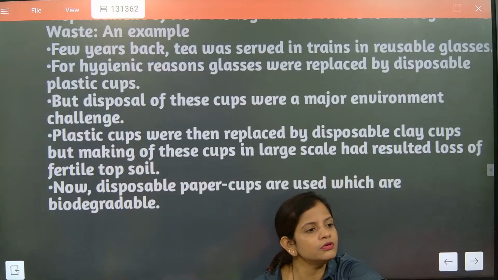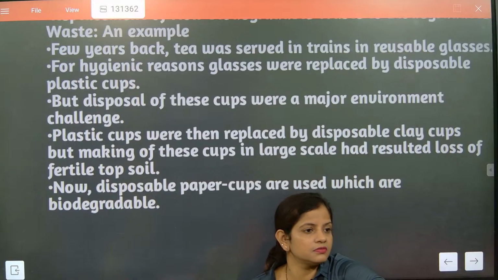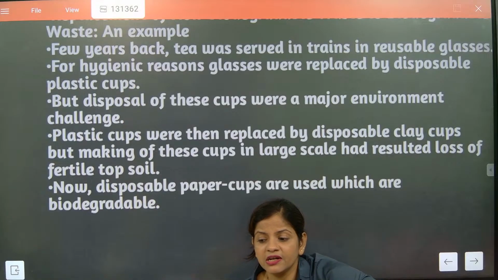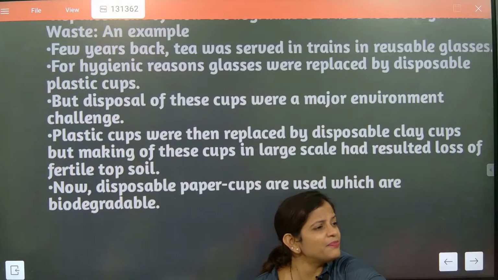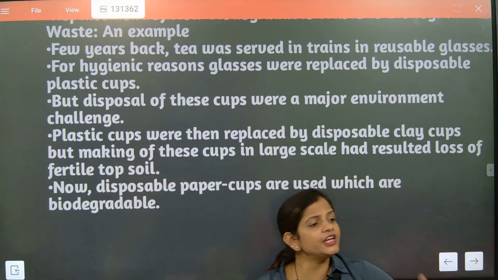2,000 into 30, so how much? 60,000. So in 1 year, 365 into 2,000. Where will they be deposited? On Earth only. Will it be helpful for us, our coming generation? No. What message are we sending to the coming generation?